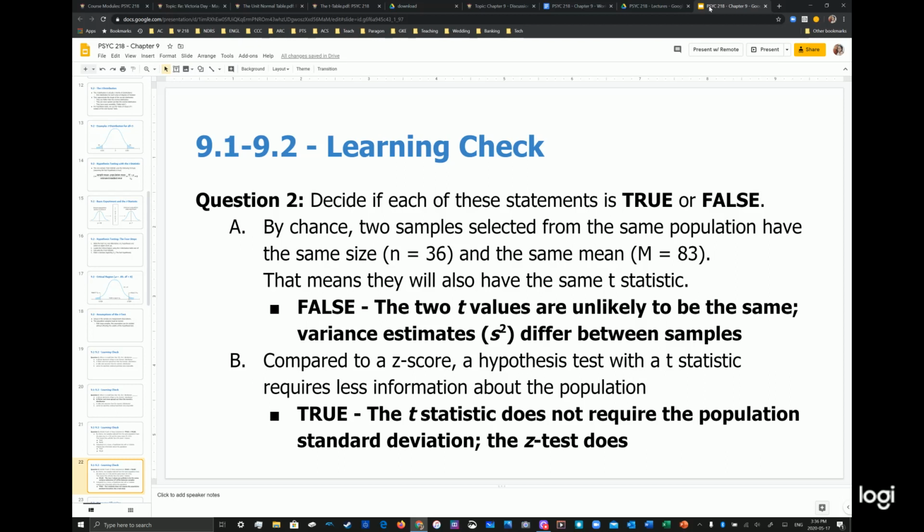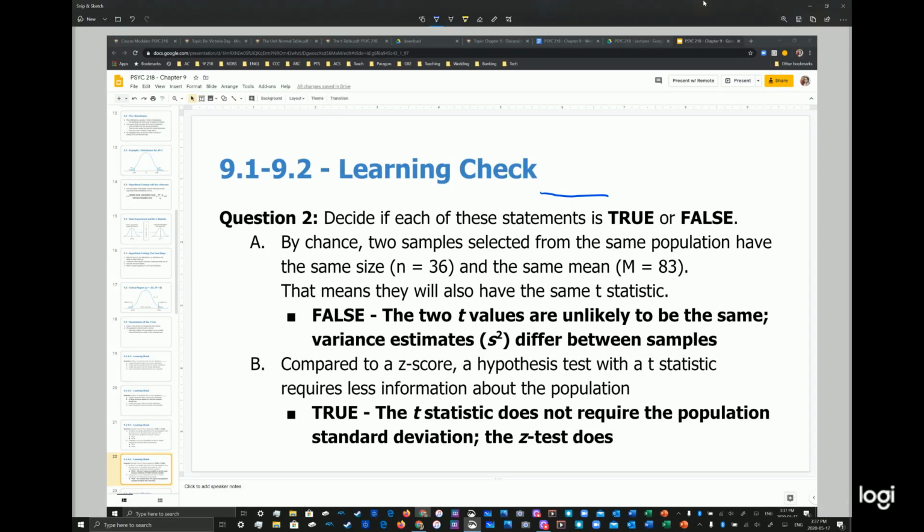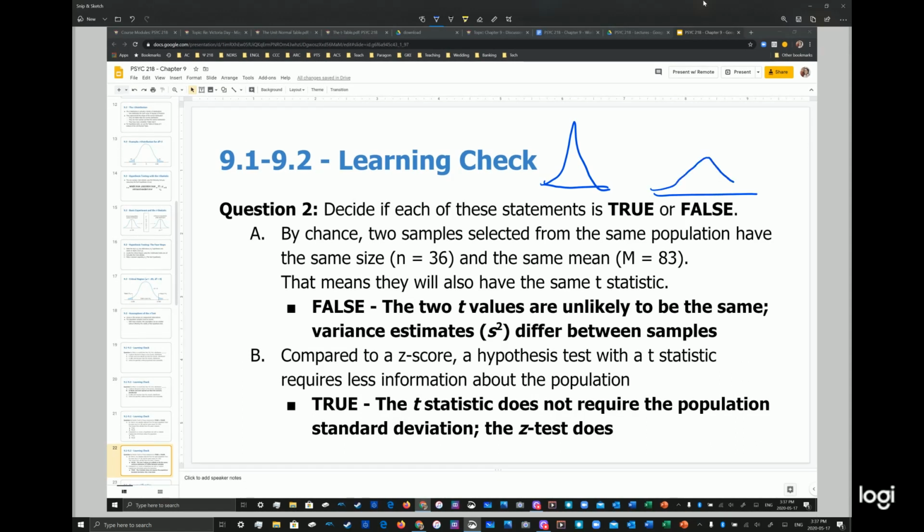Remember, we've only described sample size and sample mean. We have not talked about the sample variability. So again, they could have the same mean, but one sample could have a low variability where the distribution is a lot taller and narrower, and the other distribution could be much shorter and wider with a larger variability. But they could still have the same mean. So, you can still have 83 for both of these distributions, and n could still be 36.